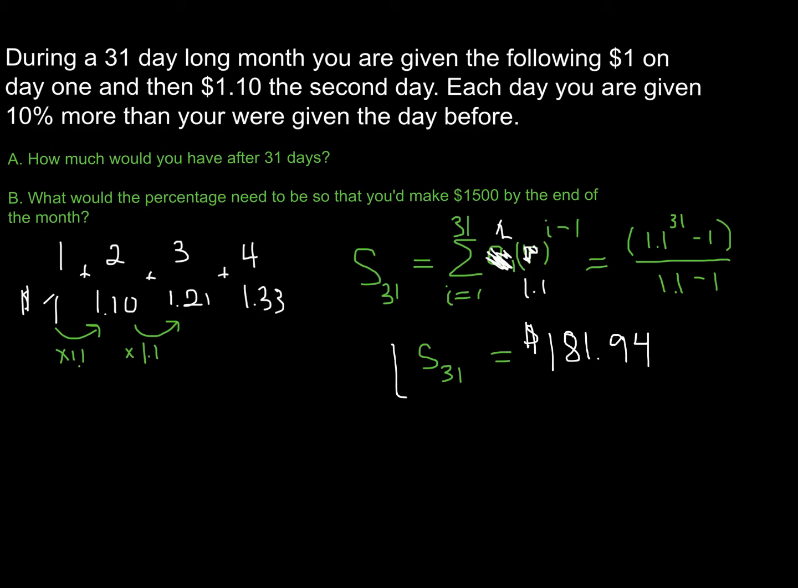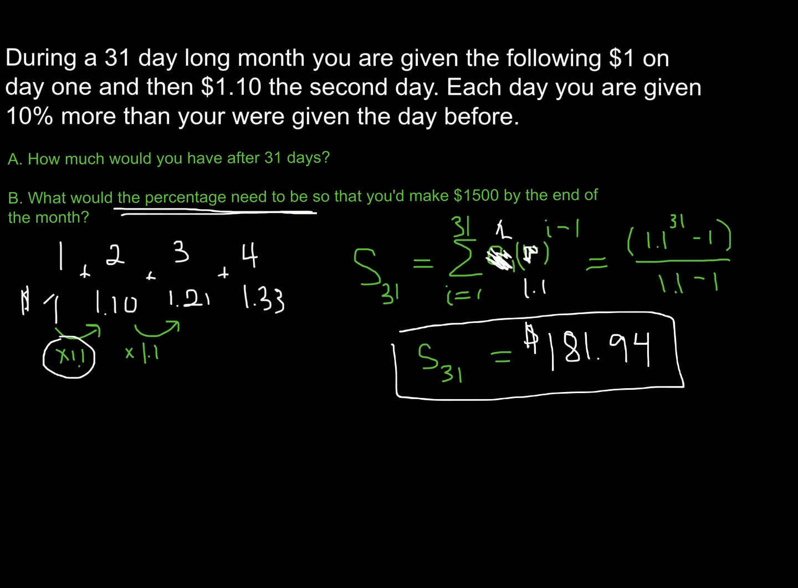$181.94. All right, excellent. Now for part B, what we're being asked is what would the percentage need to be so that you would make $1,500 by the end of the month? In reading this question, the percentage is related to the multiplier, right? When I multiply by 1.1, I'm increasing by 10% every time. So here I need to solve for r so that the total amount I get by the end is 1,500.